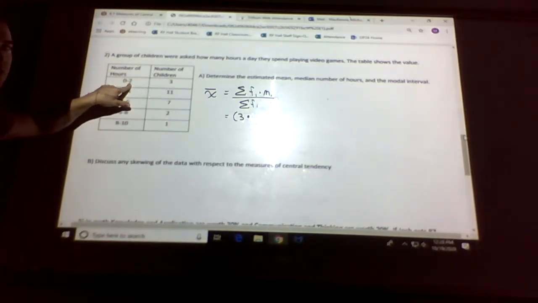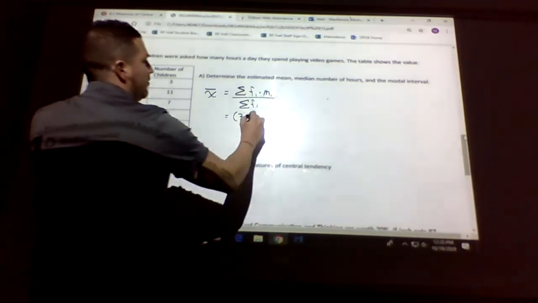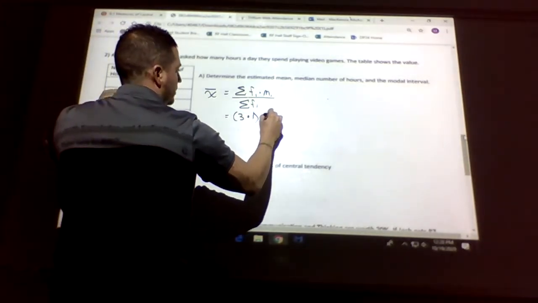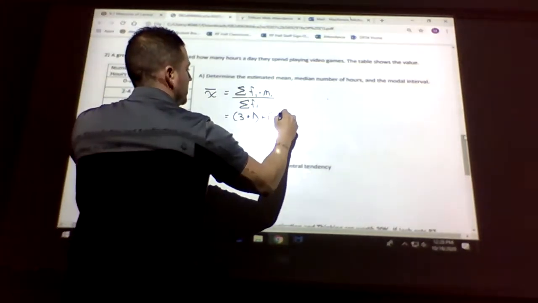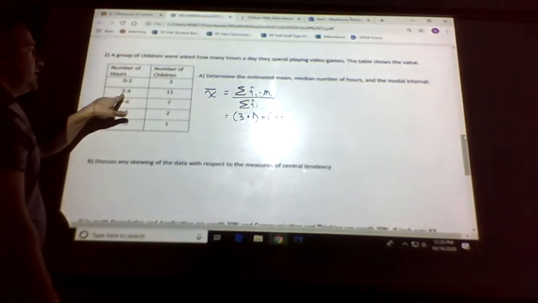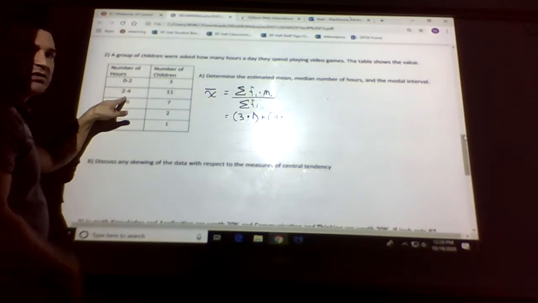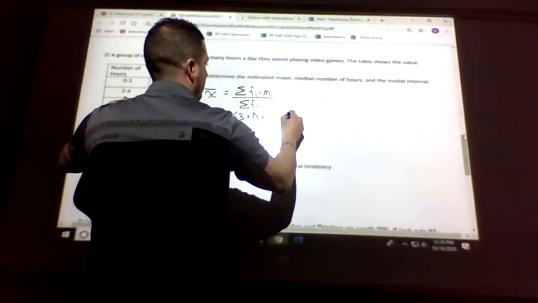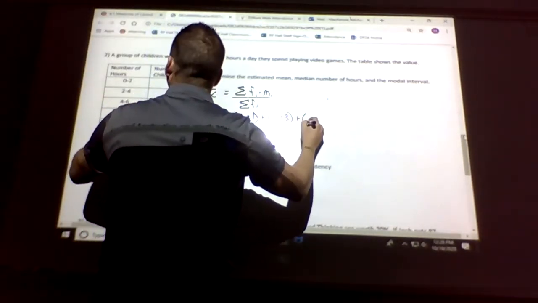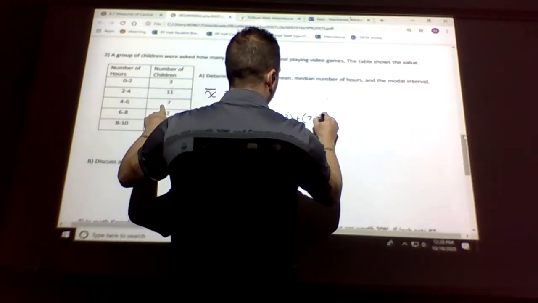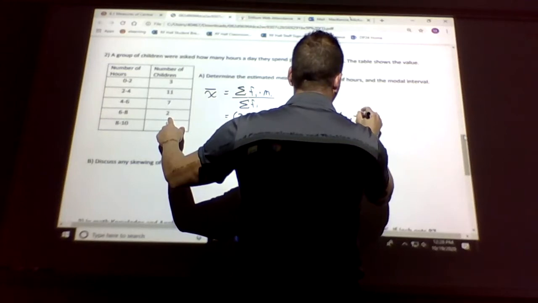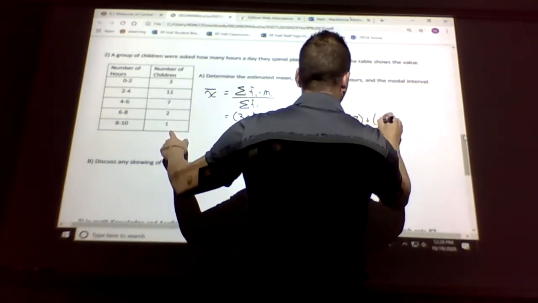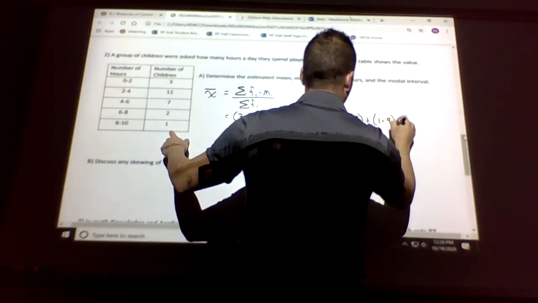So what's between 0 and 2? What's the middle value? The middle value is 1. Then we have 11 as the frequency for the next one, times the midpoint. The midpoint of 2 and 4, so the middle value is 3. Okay, then we continue: 7 times 5, 2 times 7, and 1 times 9.